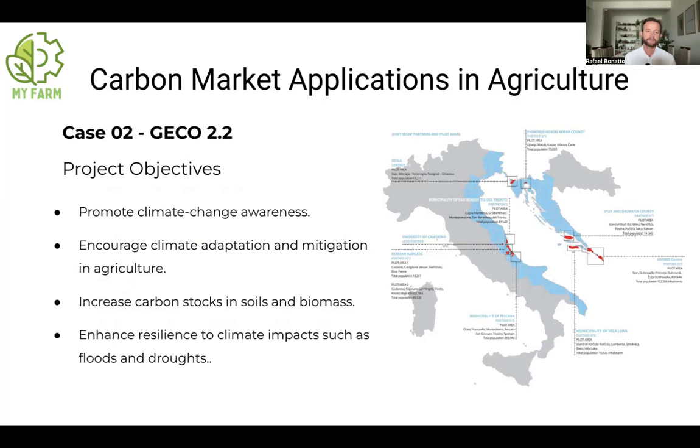Still regarding the project objectives, GECO 2.2 encourages climate adaptation and mitigation in agriculture, like I said, by increasing the carbon stocks in the soil, the biomass of carbon on soil, soil organic carbon. Soils with a higher content of carbon tend to retain more water. They tend to cope better with volatility or variations in temperature, and with the availability of minerals and nutrients to plants. They understand carbon is something important for them. And it enhances resilience to climate impacts such as floods and droughts. You see that this project, in comparison to the first project, has more climatic attachments, because in this region they have been suffering more with changing climate conditions, okay?